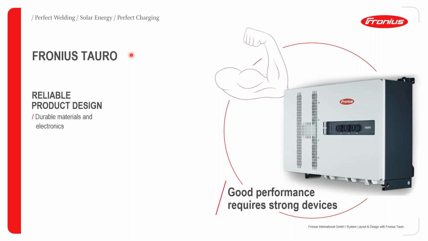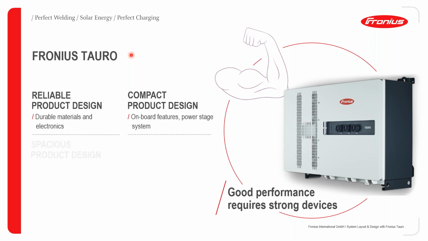So one of the key attributes that we can mention regarding the Fronius Tauro is the reliable product design. And this has been made possible by the use of durable materials as well as electronics for designing this product. And then also in terms of the compactness of the product design, we have quite a number of onboard features as well as the power stage design concept. Then if you look at the entirety of the space of the Tauro, we have a bit of space that is left for making it more flexible for you to adapt more features or other components that might be required to facilitate a smooth operation of your installation.